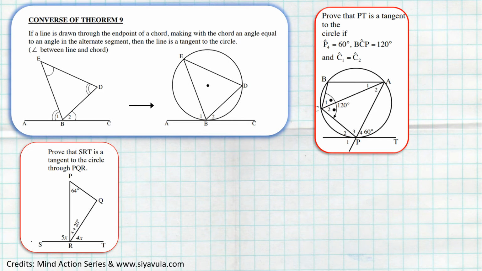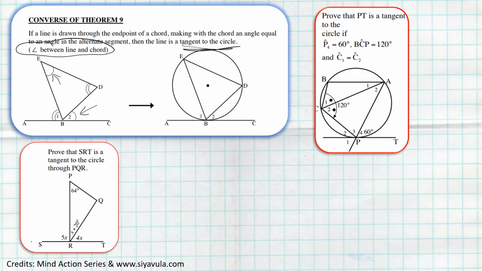So they're saying if you have something like this, there's an angle between an end point of a chord, making that angle equal to the angle in the other segment. Then this line here will be tangent to the circle. And our reason for that is the angle between a line and chord is equal to the angle in the alternate segment. Then we can deduce that line is a tangent.